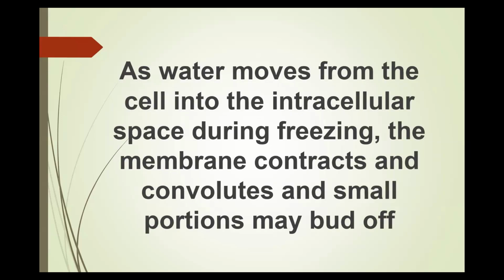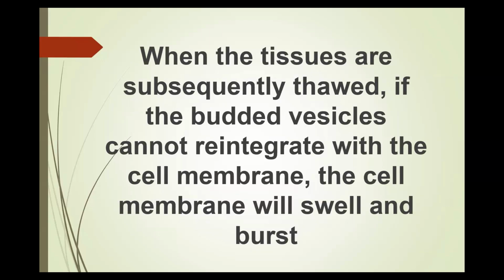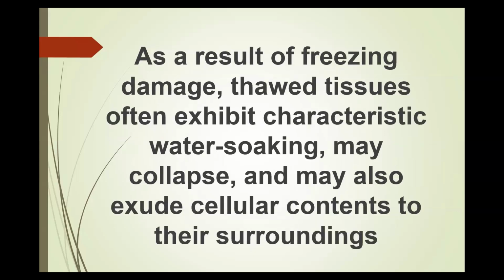As water moves from the cell into the intercellular space during freezing, the cell membrane contracts and convolutes, and small portions may bud off. When the tissues are subsequently thawed, if the budded vesicles cannot reintegrate with the cell membrane, they will swell and burst. As a result of freezing damage, thawed tissues often exhibit characteristic water soaking, may collapse, and may also exude cellular contents to their surroundings.